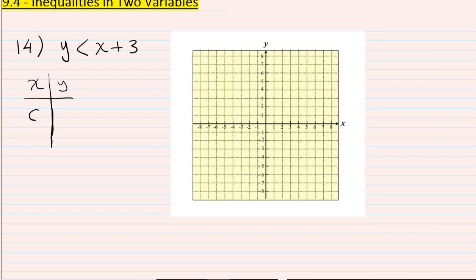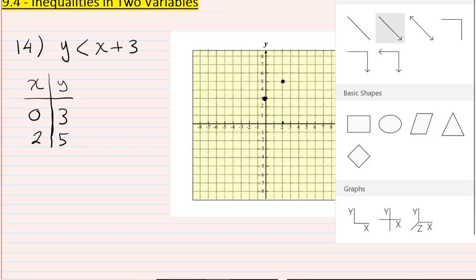So for example, I'm going to let x be 0. When x is 0, plug in 0 for x in here, so we get 0 plus 3, and that's going to be 3. Y is going to be 3. Now I just need one more point, right? So if you want, let x be 2. When x is 2, 2 plus 3 makes 5. And there I got my 2 points. So my points were 0, 3, that's this one, right? That would be the y-intercept. And the other one is 2, 5. So when x is 2, y would be 5. That's this point, right?